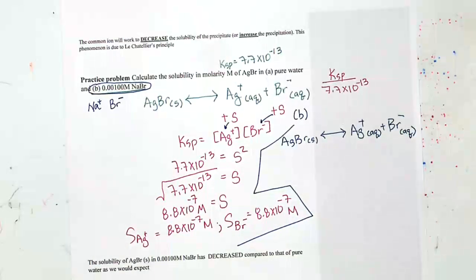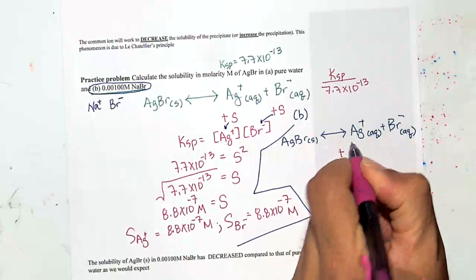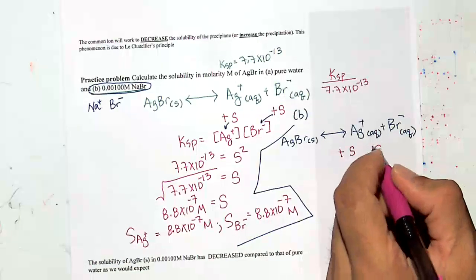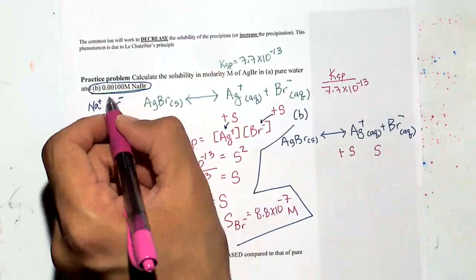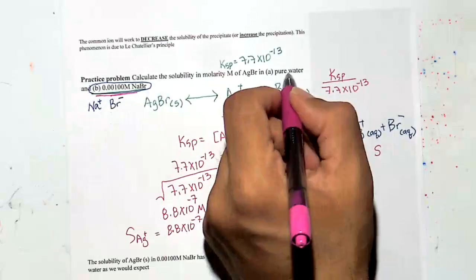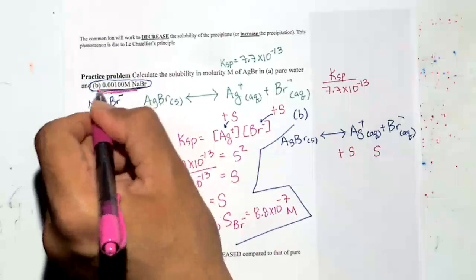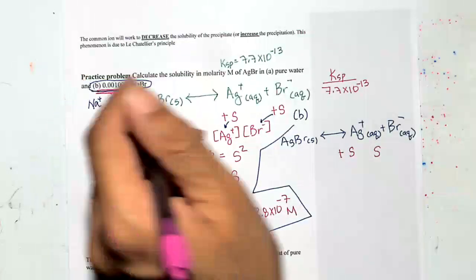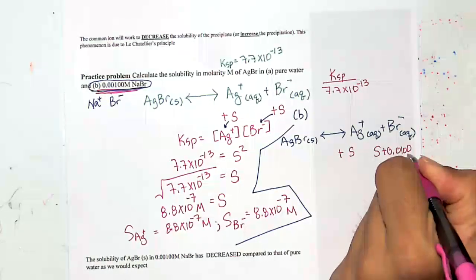Now this is different here, because what do we have? Some of it will go this side. This will remain plus S. But the Br minus will also be S. But what is the second source of the Br minus? The second source of the Br minus is not water, as it was in part A, pure water. The second source of the Br minus in part B is the actual 0.0100 molar sodium bromide. So this is actually going to be S plus 0.0100 molar.